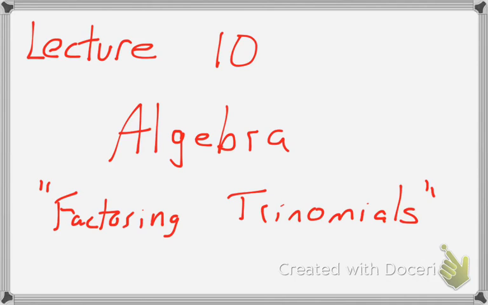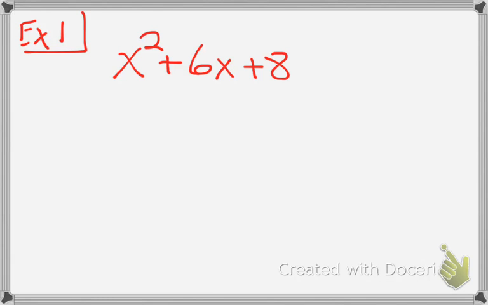All right, Lecture 10 video, Algebra 2. I forgot the 2. We're going to talk about factoring trinomials. Trinomial is a fancy term for a polynomial with 3 terms. Okay? That's why they have the word tri in front of the nomial part. All right, example 1. We have a trinomial.